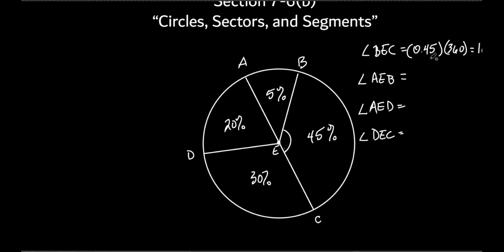Is that any easier though? 45 times 3.6? I wouldn't do it that way. It's the same math, right? Same exact arithmetic. I would do the 0.45 because you're not really taking 360 and moving the decimal place. You're keeping that 360. You're taking that percentage, 45%.